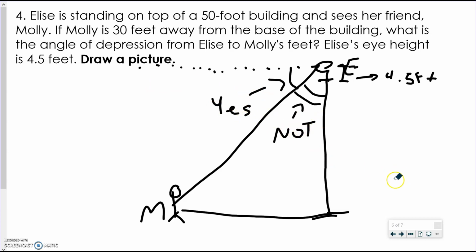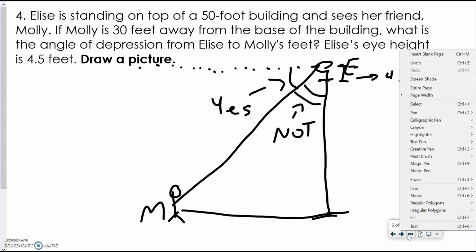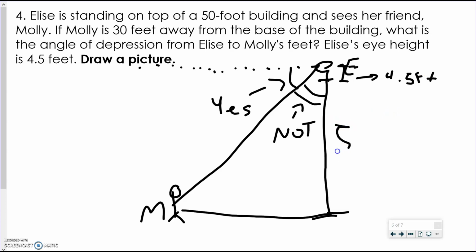Because again, the angle of depression, this is your horizontal line of sight up here, and then it's the angle that your line of sight, when you look down, creates with the horizontal line if you had looked straight out. If you were to solve for this other angle, it would be the angle from her line of sight to the building, and that's not what we're looking for here. Let me label this again. We have a 50-foot building, and Molly here is 30 feet away.